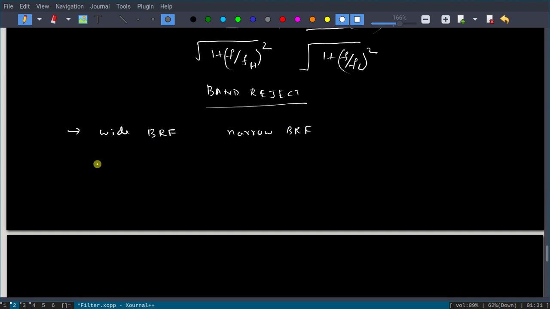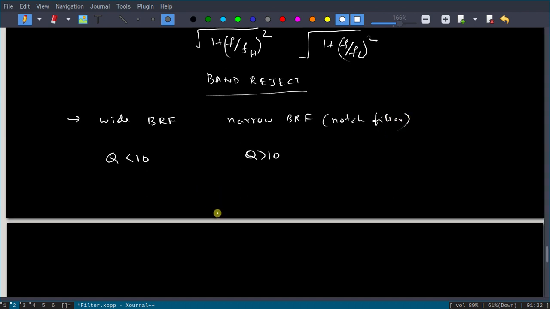Like in the band pass filter, here also if the quality factor Q is less than 10, it is wide. If Q is greater than 10, it is narrow. A narrow band reject filter is also called a notch filter. So we will discuss the wide band reject filter.